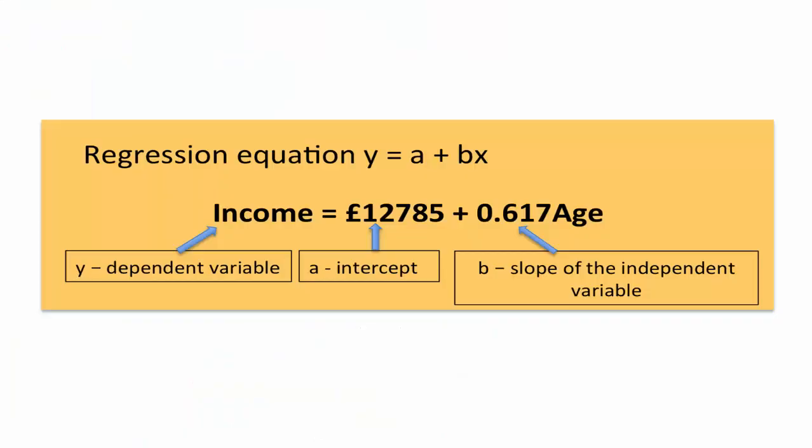That translates into an equation where income equals 12,785 plus your age times 0.17. So income grows with your age, but doesn't grow at the same level. It grows slightly slower than age. Beta, standardized coefficient beta, 0.617, is the slope of the regression line, and 12,785 is the intercept of the equation line.